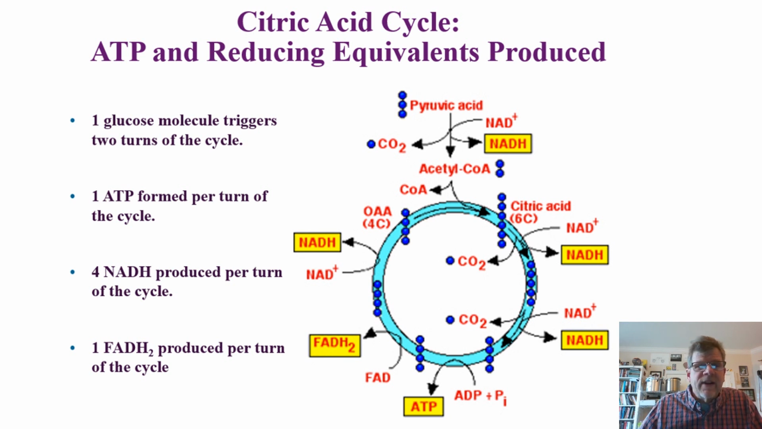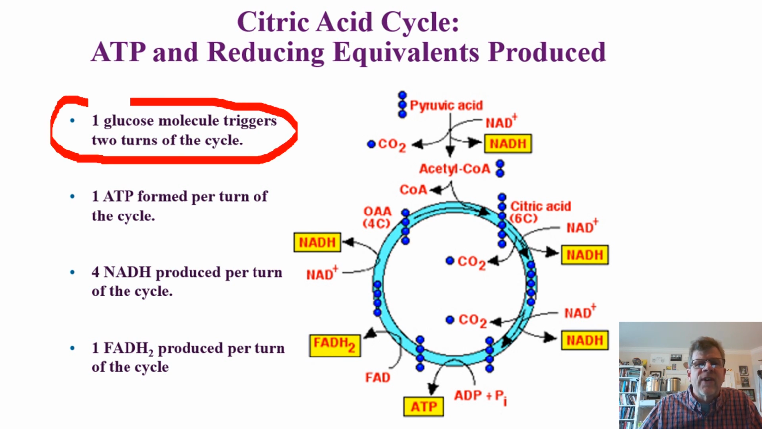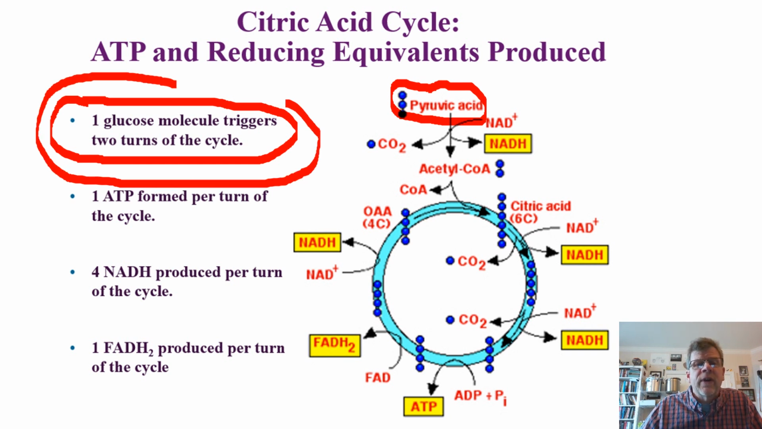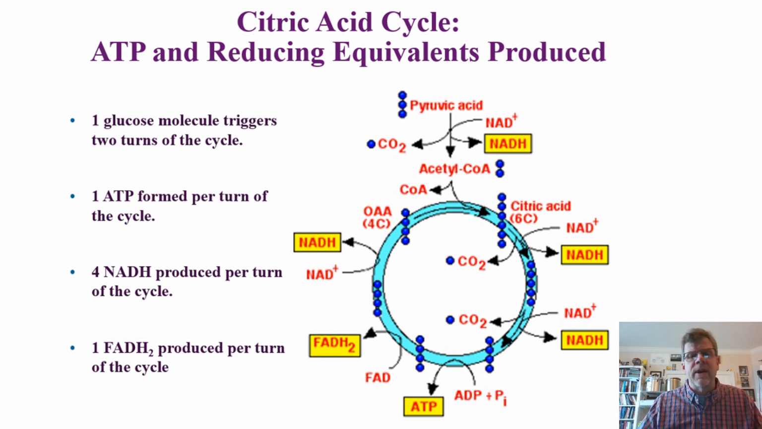it's important to recognize here that 1 glucose molecule, remember 1 glucose is 6 carbons, and that produces 2 3-carbon pyruvates. So that 1 glucose molecule triggers 2 turns of the citric acid cycle. That is important because it's easy to think, oh, 1 glucose, 1 turn of the citric acid cycle. It actually promotes 2 turns per 1 6-carbon glucose. That's going to become important when we start adding up all of these.